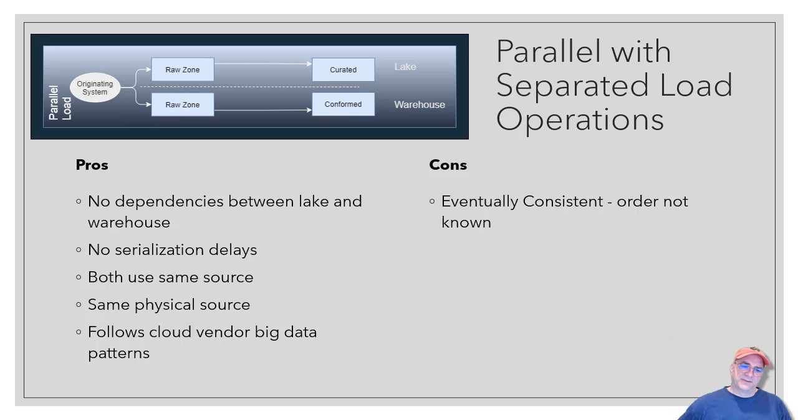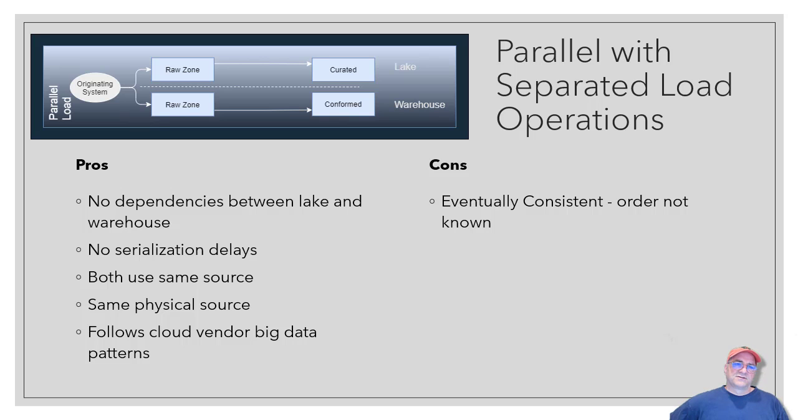I'm just going to talk a little bit about this. I try to keep this under my time limit. Parallel with separated loads and operations. The pros are there's no dependency between the lake and the warehouse. If one is down, you can still get data from the other. There's no serialization delay because neither one is waiting on data to pass through the other. They're both sitting on the same data source, so there's no transmutation problem. They have the same physical source, so they both import exactly the same way.